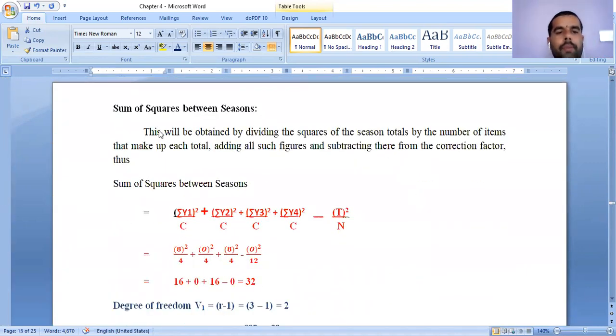Here the same procedure applies: sum of squares between seasons. This will be obtained by dividing the squares of the seasons' totals by the number of items that make up each total, adding all such figures and subtracting therefrom the correction factor. Thus, sum of squares between seasons is equal to sigma y1 whole square by c, sigma y2 whole square by c, sigma y3 whole square by c, sigma y4 whole square by c.